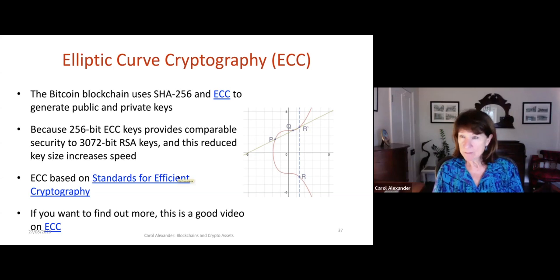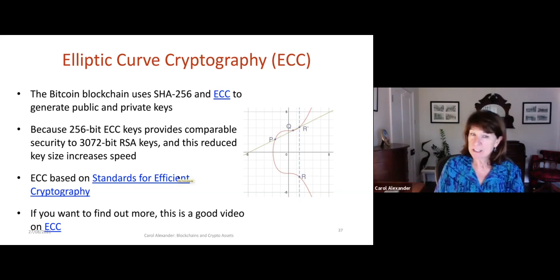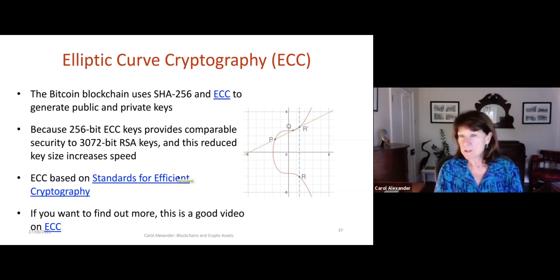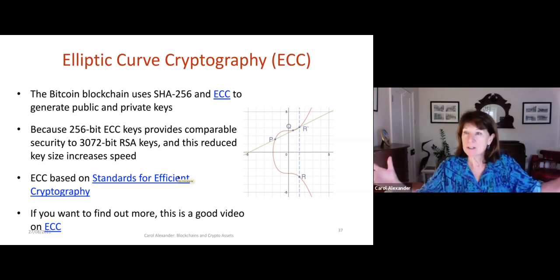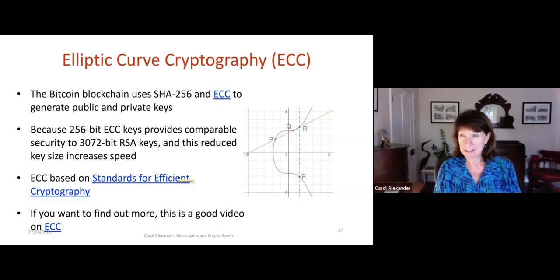As I said, the Bitcoin blockchain uses SHA-256 twice and ECC to generate public and private keys. And the reason we like ECC is that it reduces the size for storage. It's equivalent in security to an RSA key that's much, much longer, really, really big hex, 3072-bit RSA, in fact.